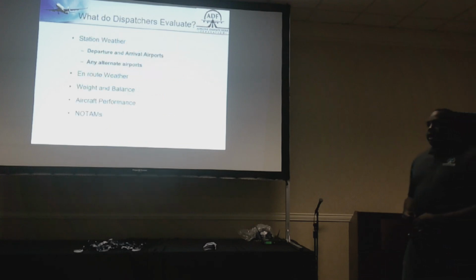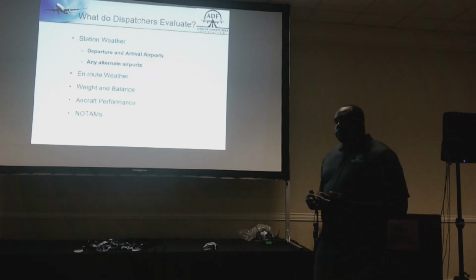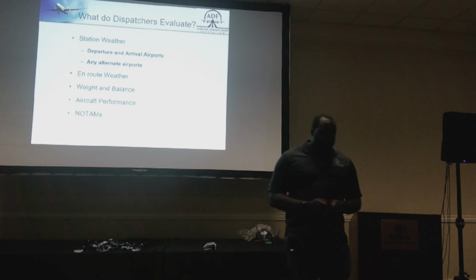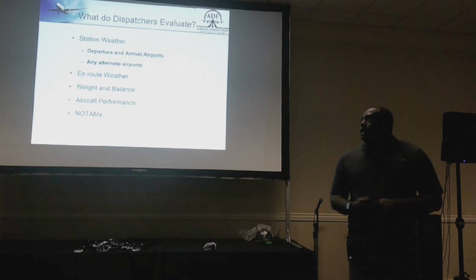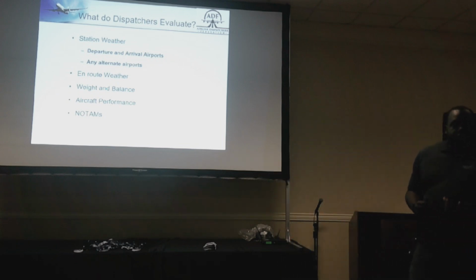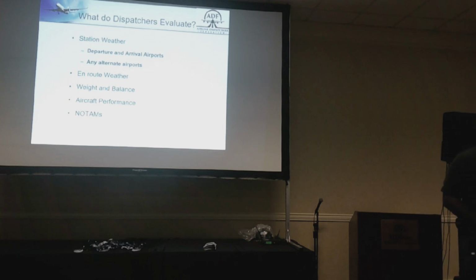So things that we're always evaluating: weather, both at your departure and your arrival airport, and any alternate airports. So maybe your flight requires a takeoff alternate. Maybe it requires a destination alternate. In some cases, you have to name an en route alternate, depending on the type of operation that you are planning. You're always going to be evaluating en route weather, again, turbulence and thunderstorms, things of that sort.